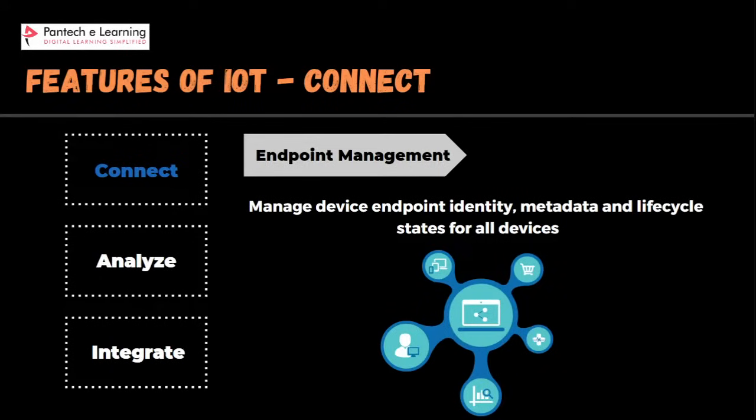But if I don't actually identify from which device which data is coming and how this data has to be processed, then it becomes a failure of the system, right? This is where endpoint management comes into the picture. Endpoint management basically helps in managing the device's endpoint identity, the metadata and the overall life cycle involved with these things. So basically it helps you identify from which device which data is coming.